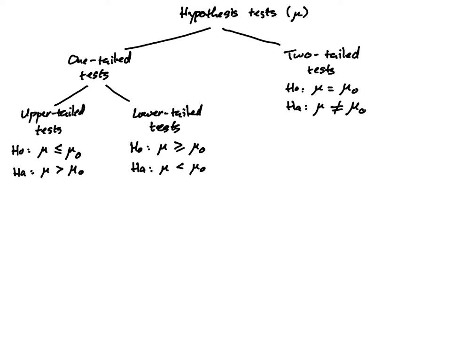value. Okay. Now for me, the key to identifying which test we're looking at is to look at the alternative hypothesis. Right? If we have a greater than sign, then it's an upper tail test. If we have a lower than sign, then we have a lower tail test. And then when we have a not equal sign, then it's a two-tail test.